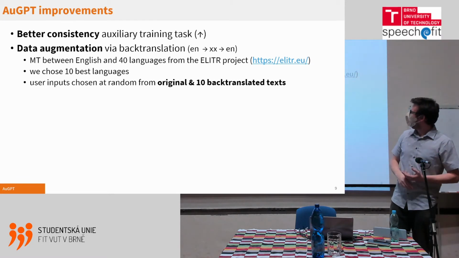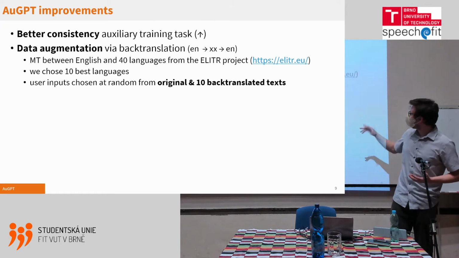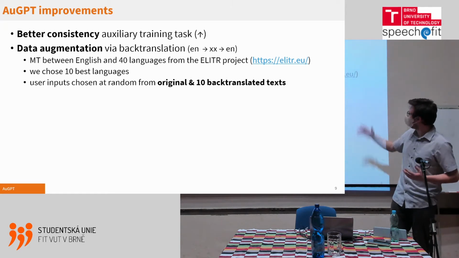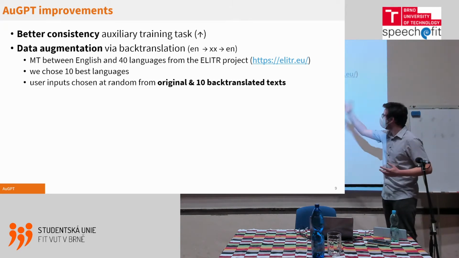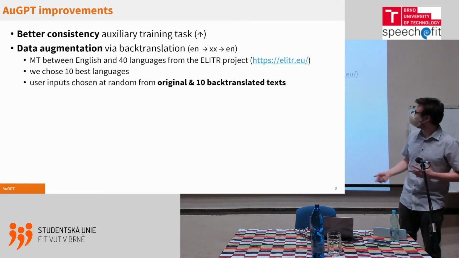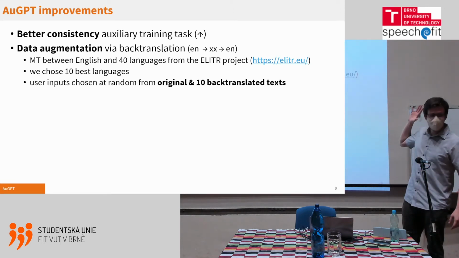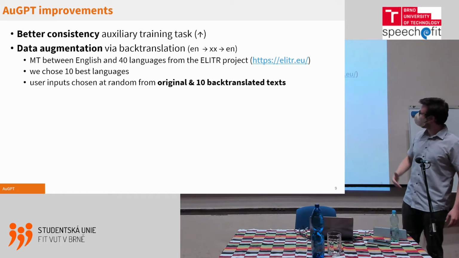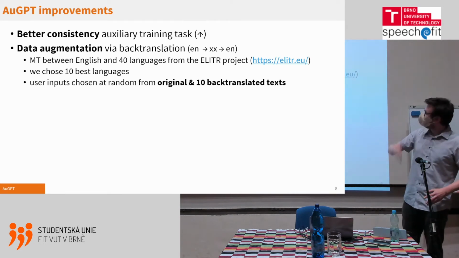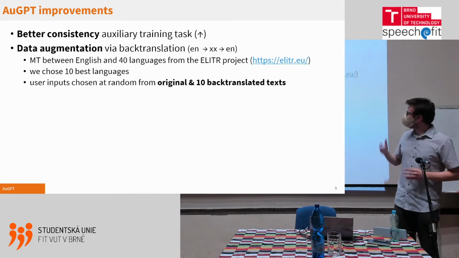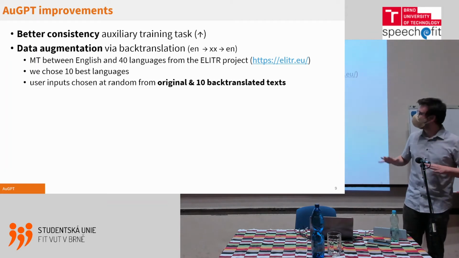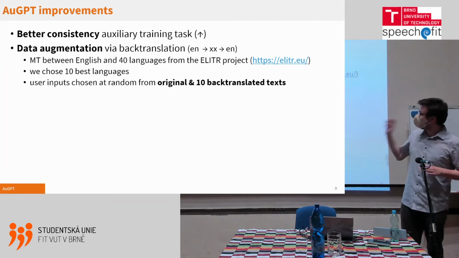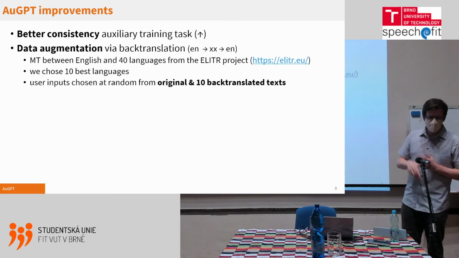I mean, we used 10 different languages because in our department there is a machine translation system that is able to translate between English and 40 different languages. So we just tried them all, translated the data using all of them, then looked at a few examples and saw which languages work best, that provide translations that are slightly different from the original.